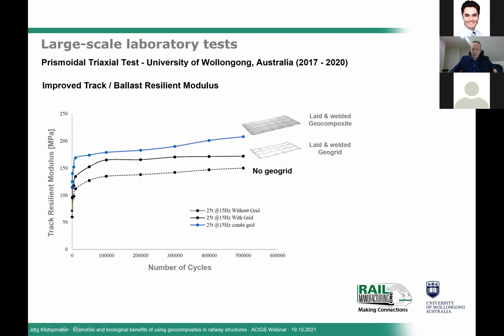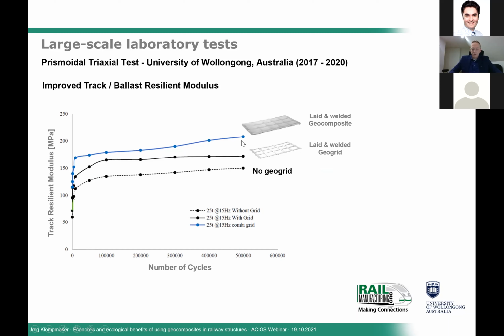Also, if we are comparing the stress application versus the strain, meaning the settlement in the ballast, we can derive a resilient modulus of the ballast material. So looking at the same results from the same test, we can derive a resilient modulus of our ballast. The dotted curve shows the resilient modulus if we are using no geogrid. The black line, the continuous line, shows the resilient modulus by using a laid and welded geogrid.